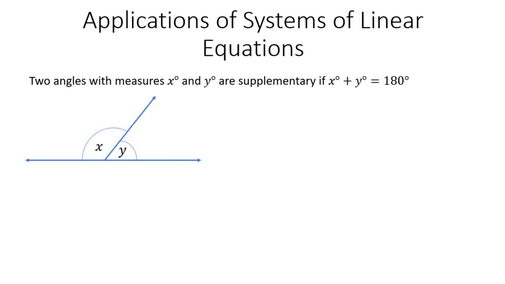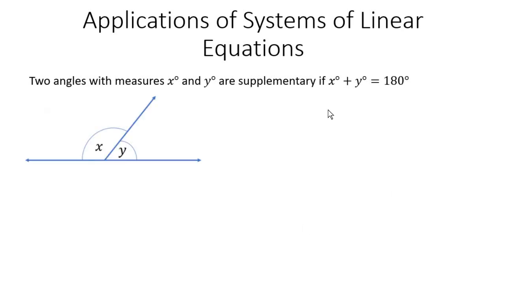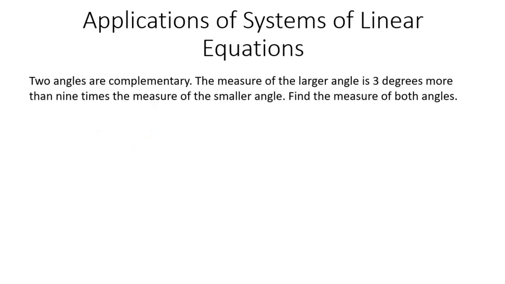So we have complementary angles that add up to 90 degrees. X plus y adds up to 90 degrees, complementary. And we have supplementary angles that add up to 180 degrees. Now let's take a look at an example.